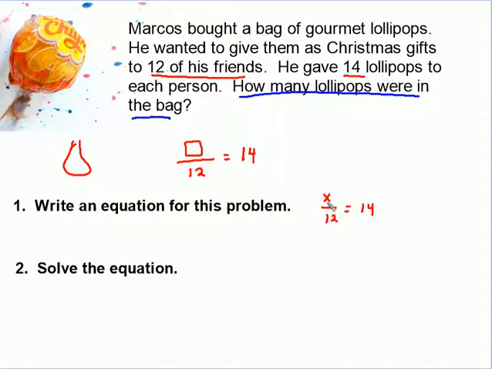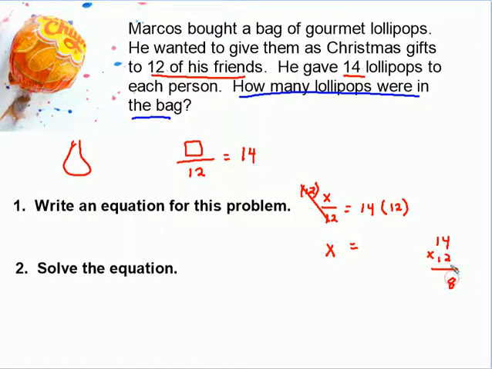So we are currently dividing. So to use the inverse operation, we will multiply by 12. That will allow us to cancel these out because 12 over 12 is just 1, and 1 times x is just x. But whatever we do to the left side, we have to do also to the right side. So we have to multiply 14 times 12. So let's do that by hand instead of with a calculator.